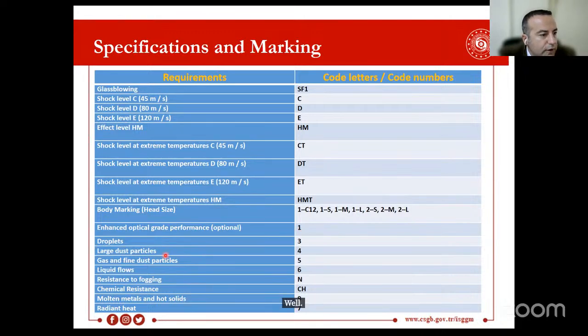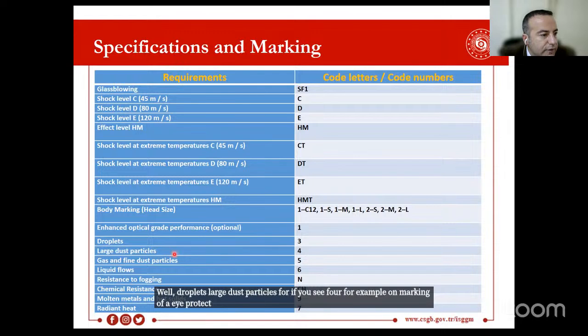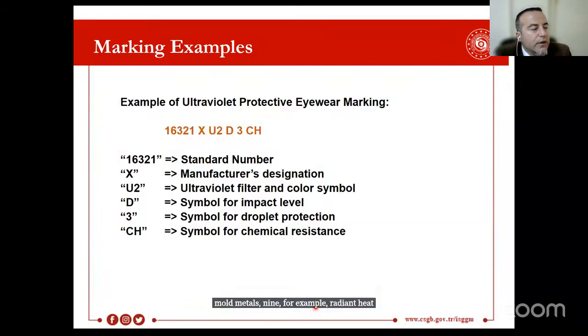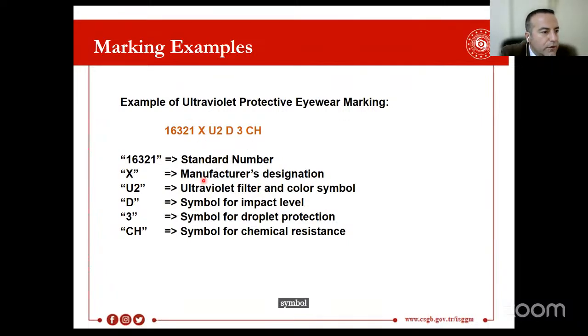1, droplets, large dust particles. 4, if you see 4, for example, on marking of an eye protector, you will understand it protects you from large dust particles. This means those liquid flows, resistance fogging, chemical resistance, molten metals, 9, for example, radiant heat, 7. And this example of ultraviolet protective eyewear marking is something like this. The standard number is, and the manufacturer's designation symbol, for example, producer symbol, or U2 is ultraviolet filter or color symbol, D for impact level, 3 for symbol for droplet protection, CH for chemical resistance.